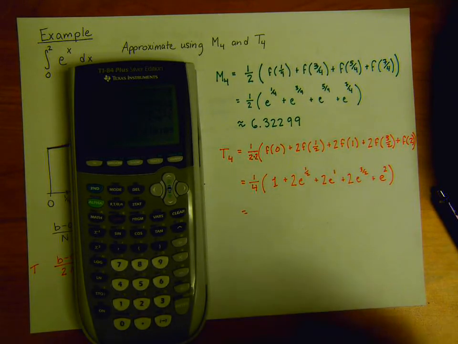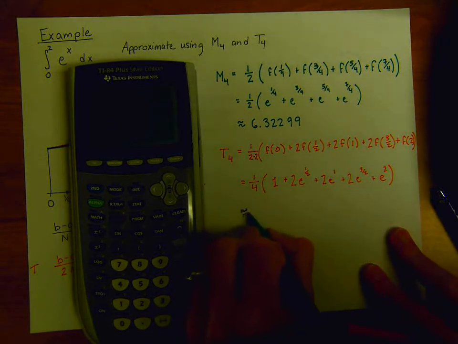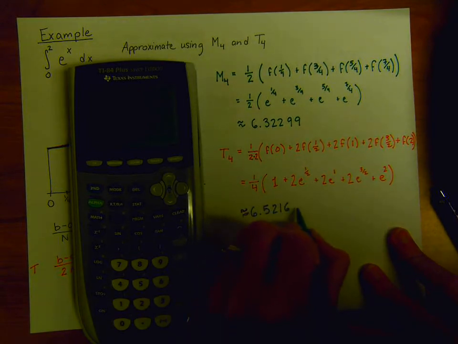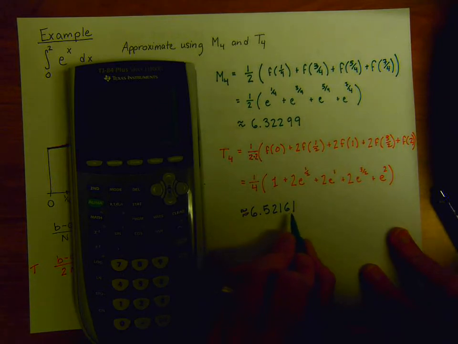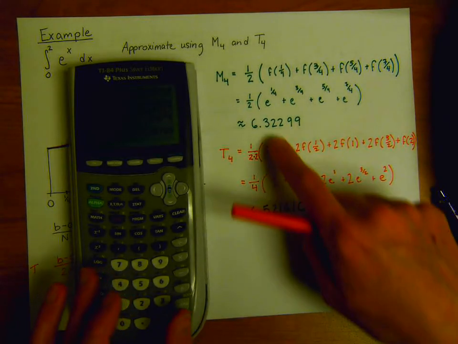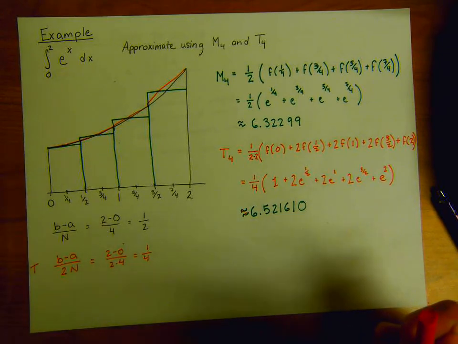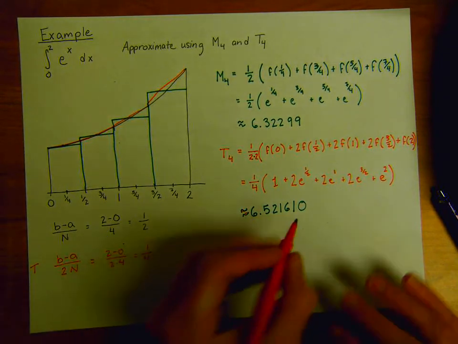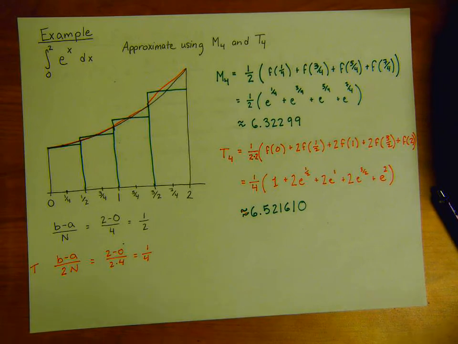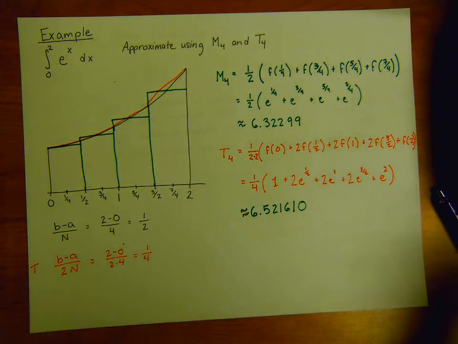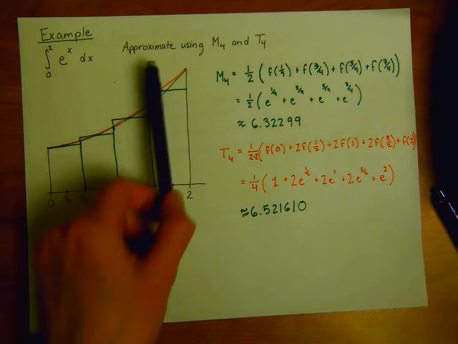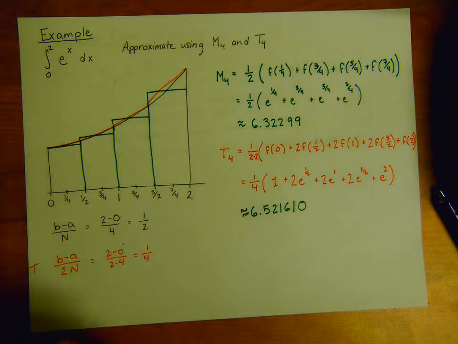And we see that our numerical approximation is about equal to 6.52161. I want to keep my decimal places consistent. Whoops, I should have written that in red. I guess it doesn't matter. Thankfully, we know calculus, and we can compare this to the actual result to see if it aligns with what we would expect.